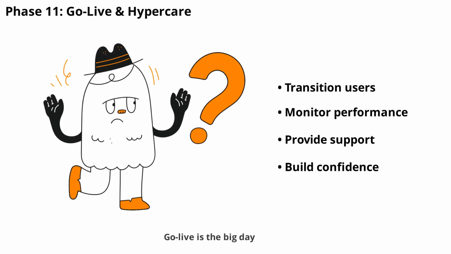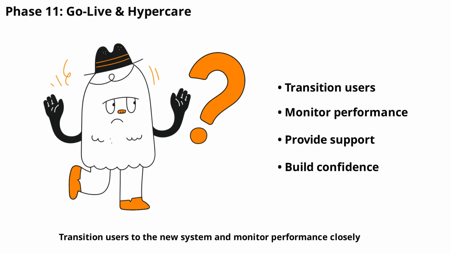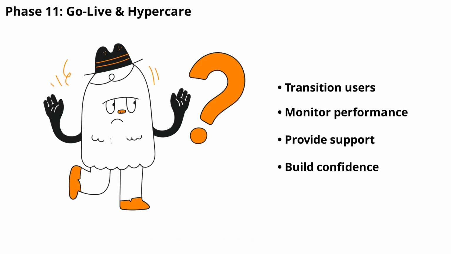Go live is the big day. Transition users to the new system and monitor performance closely. Provide immediate support for any issues and answer user questions. The hypercare period, usually 1 to 2 weeks, ensures a smooth transition and builds user confidence in the new software.